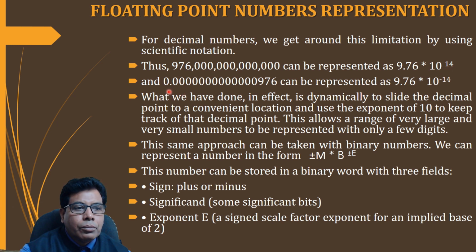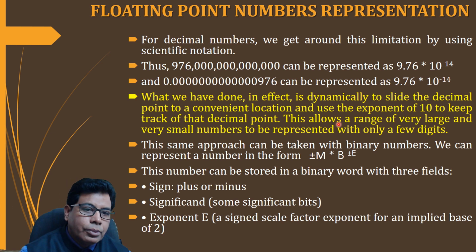Similarly, a very small fraction, 0.000976, can be written as 9.76 times 10 raised to minus 14. Here the exponent is negative. So what we have done is slide the decimal point to a convenient location and use the exponent of 10 to keep track of the decimal point. This allows a range of very large and very small numbers to be represented with only a few digits.